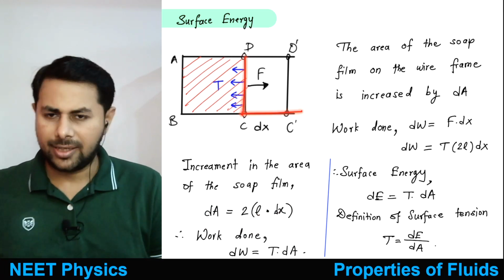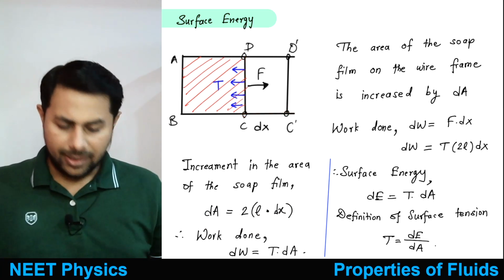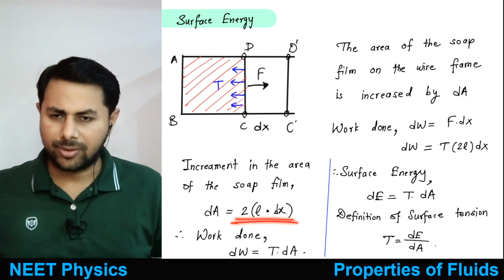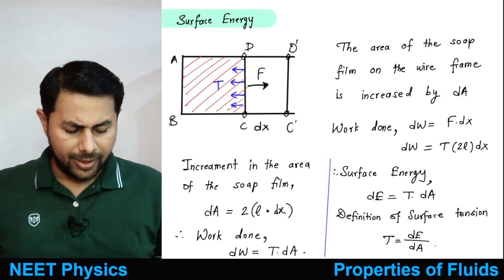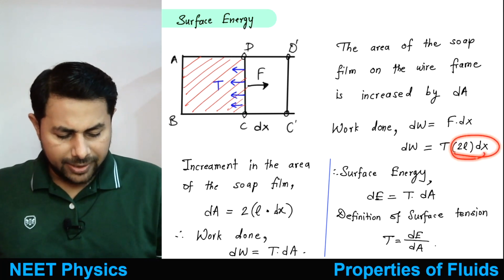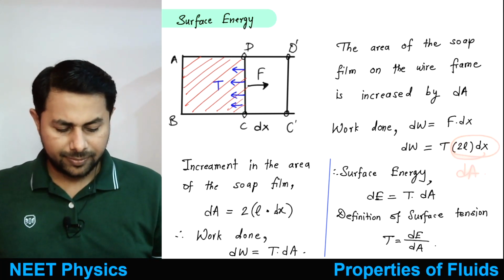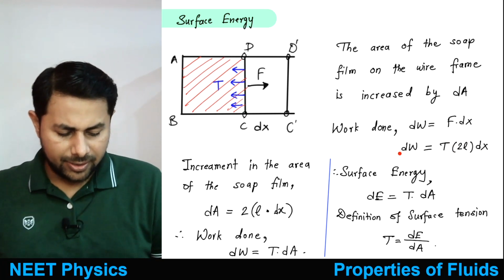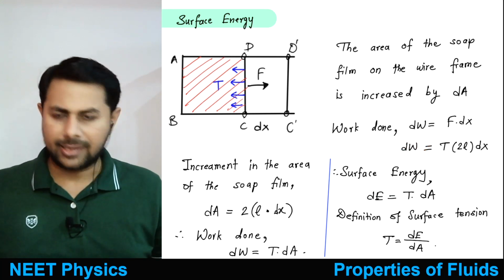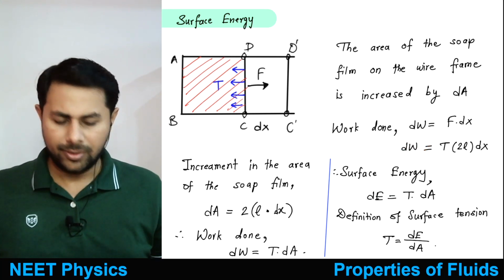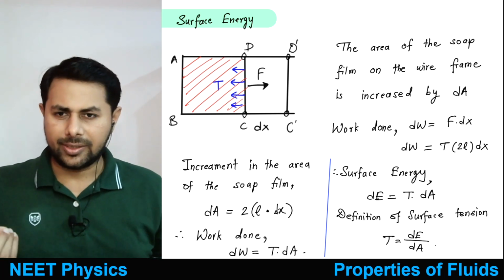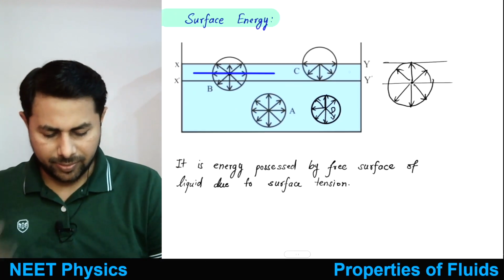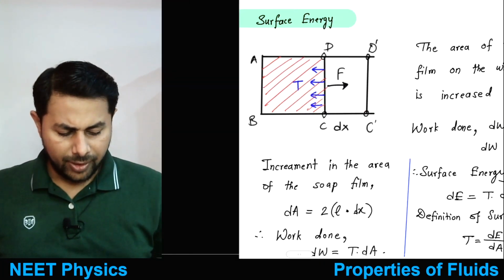L dx is the increment in surface area on one side, and on the other side there would also be the same increment in surface area, therefore it is 2 times L dx. So this 2 times L dx is equal to what? dA, the change in surface area. And this work done is stored as the energy of these molecules, the energy of the molecules within the free surface of liquid, up to the layer of the range of molecular attraction.